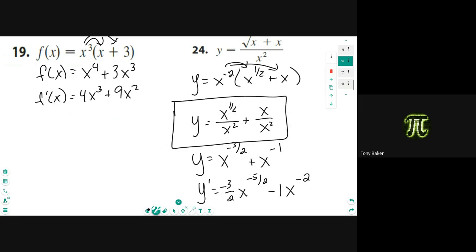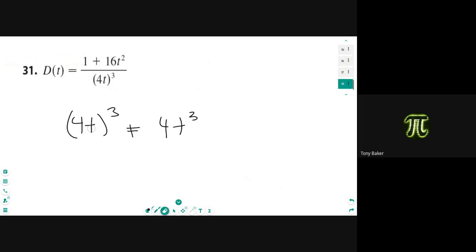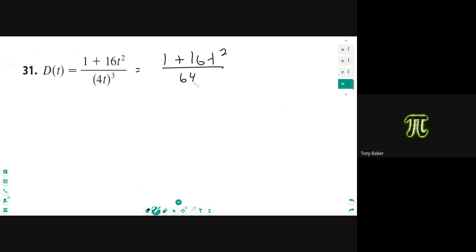You want to look at it this way. This one worked really well because there was no constant or anything else. There was no parentheses down the bottom, so I could bring it up and distribute it. A lot of times the fractions don't work that well, so we can split up the denominator and then work with each piece individually. So for this one, we want to change this to 1 plus 16t squared over 64t to the third first. Start there.